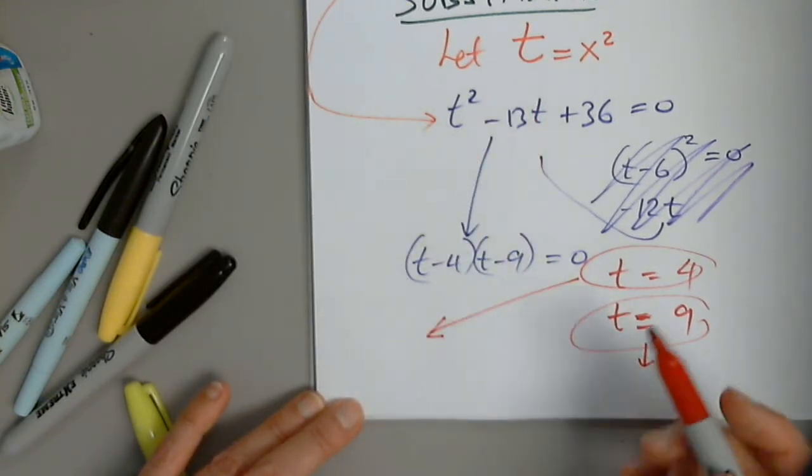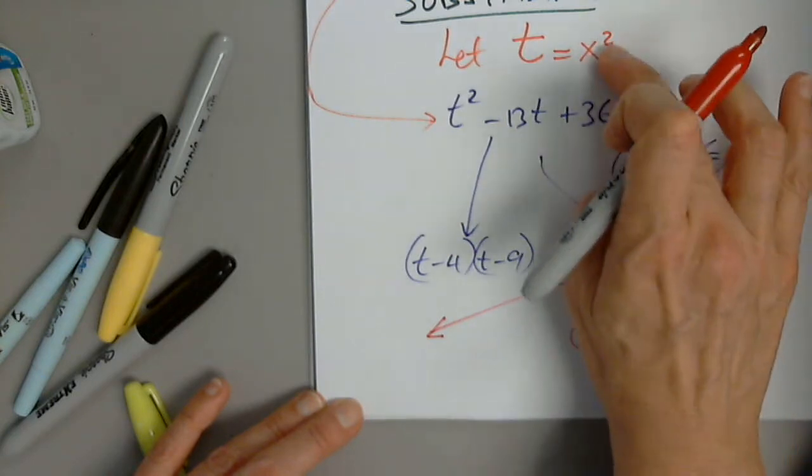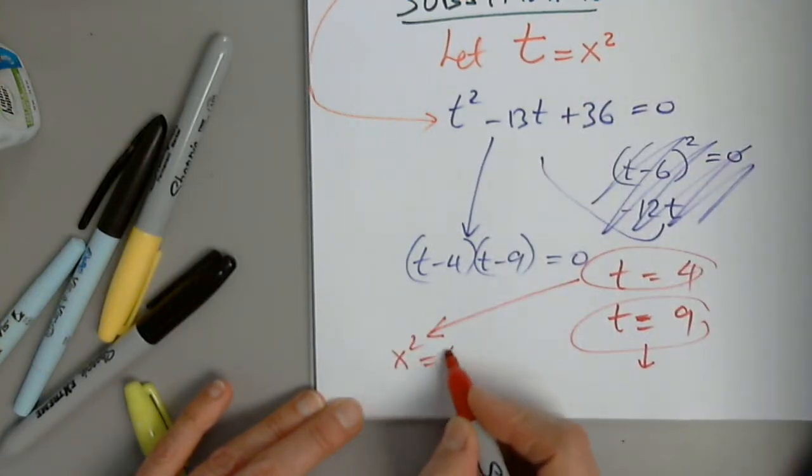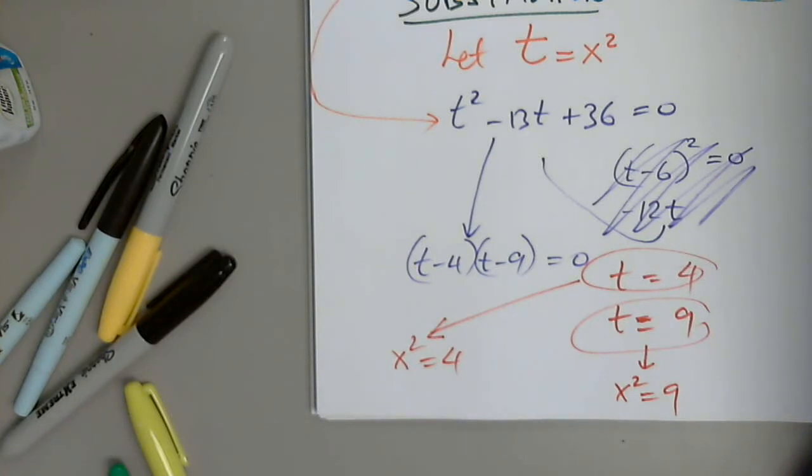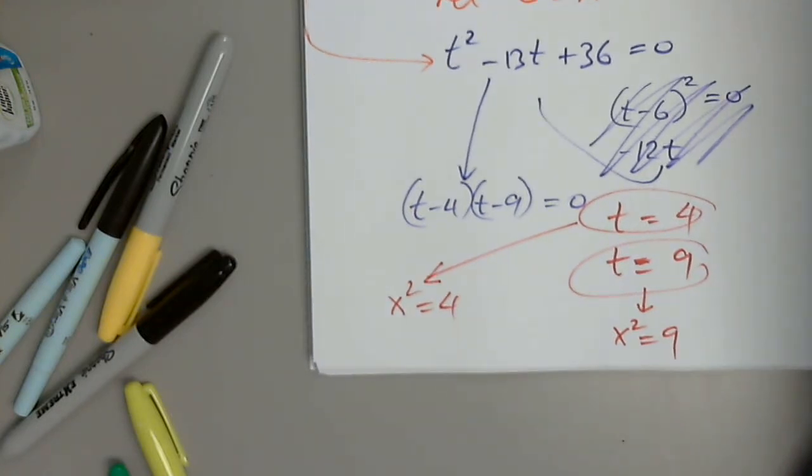Squared. Exactly, because t is x squared. Awesome. X squared equals 4 and x squared equals 9. Indeed. So I went back to my substitution. Now t is back to be x squared. Now I have a quadratic equation, which is the best method for these two. Of course, I can see it. X squared on one side and a number on the other.